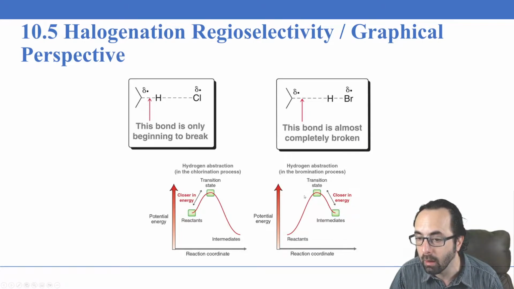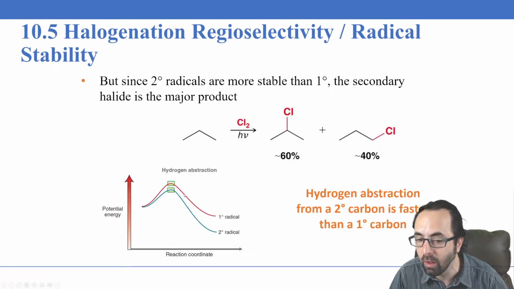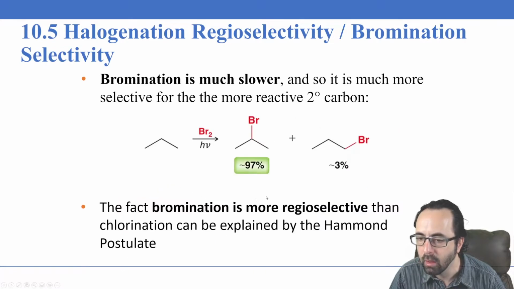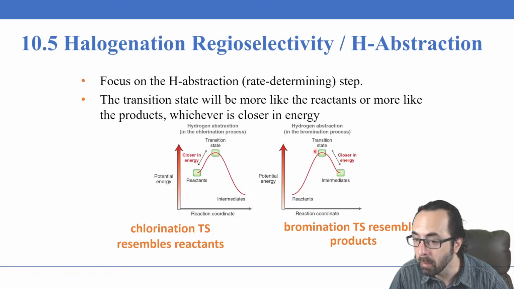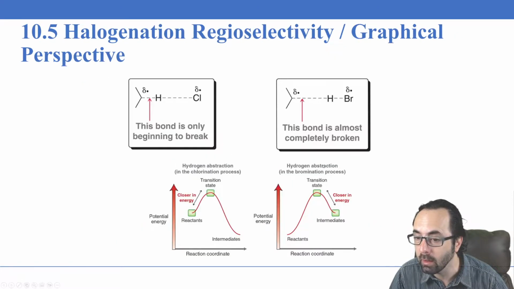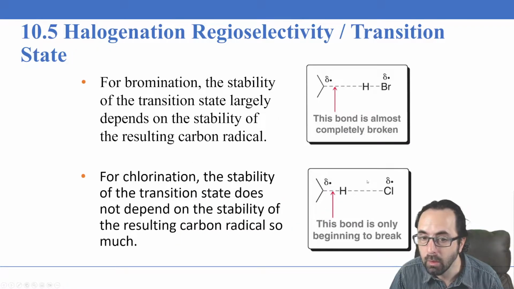for a primary. So just going back to the chlorination, you saw that the secondary radical had a lower activation energy to get there, but barely, right? With the bromine, it's going to be a big difference. The secondary radical transition state will be much lower in energy than the primary. And so this is just basically repeating what I said.